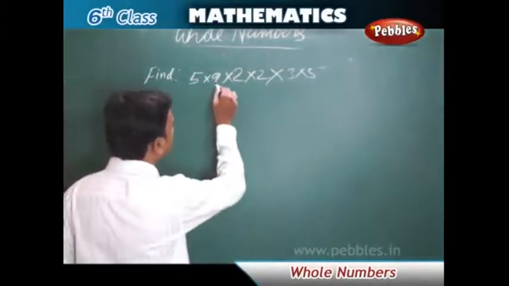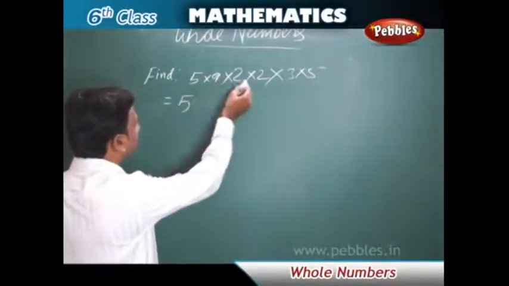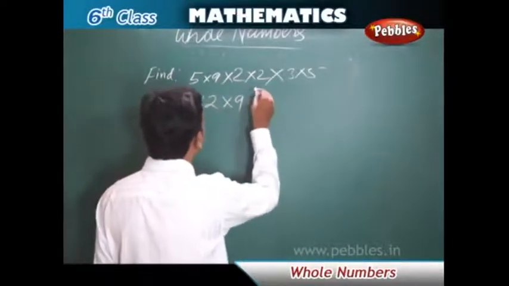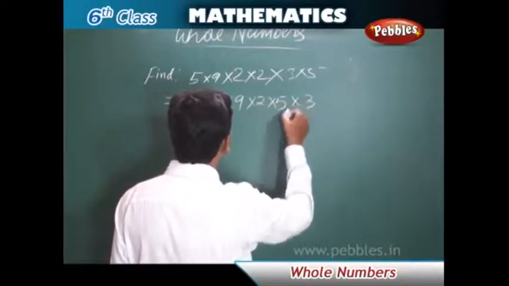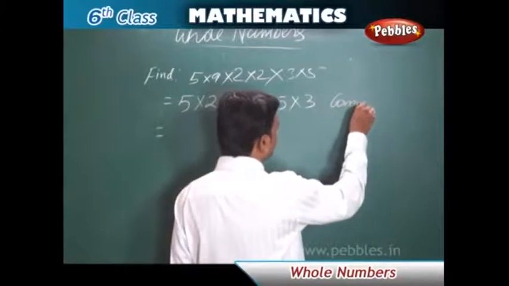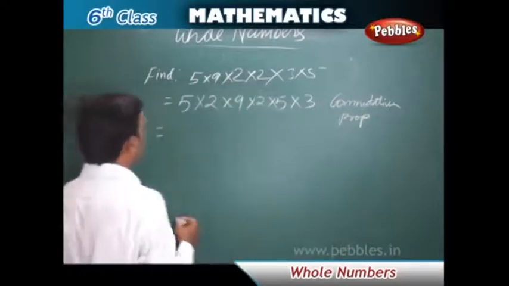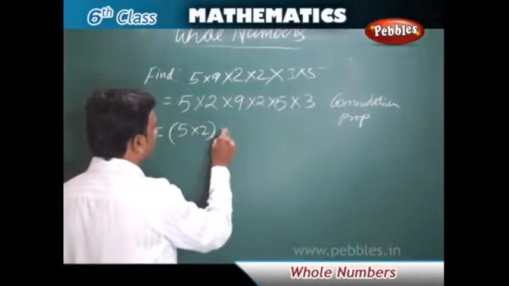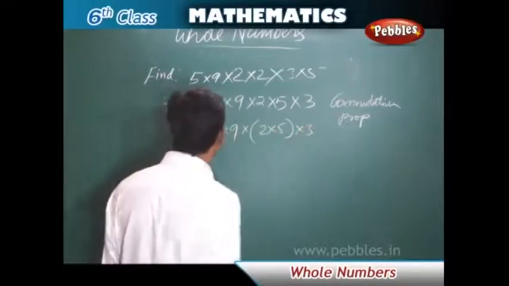Find the product of 5 into 9 into 2 into 2 into 3 into 5. By applying the commutative property, we change the order of these numbers: 5 into 2 into 9 into 2 into 5 into 3. So now we have applied the commutative property here. Now we use the associative property. 5 into 2, into 9 into 2, into 5 into 3.